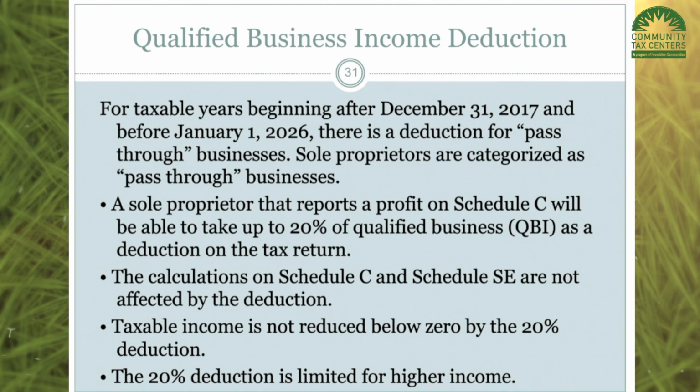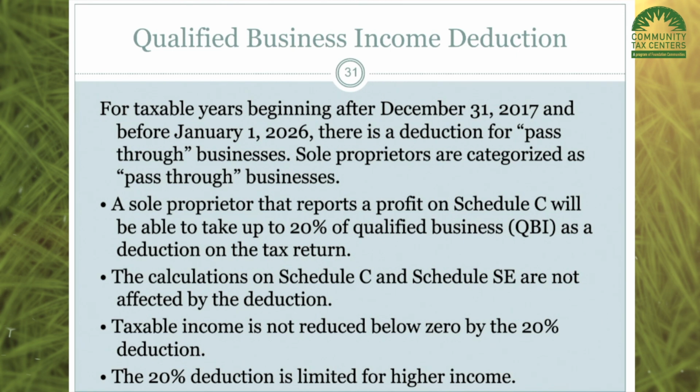Okay, and the last one here is our qualified business income deduction. Again, this is automatically calculated for us by TaxSlayer. This is our sole proprietor self-employed individuals. So again, it's for tax years 2017 before, so it's going to end with the 2025 tax year. It is for pass-through businesses. So sole proprietors are categorized as pass-through businesses.